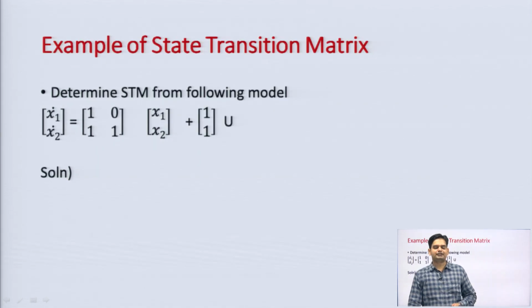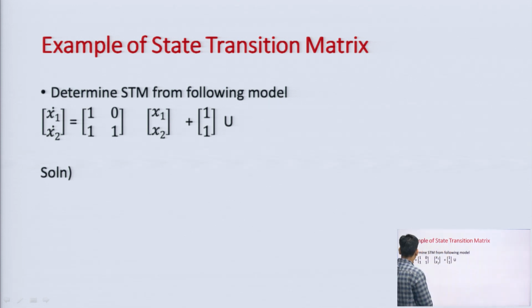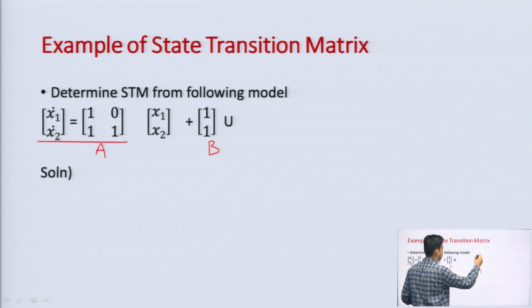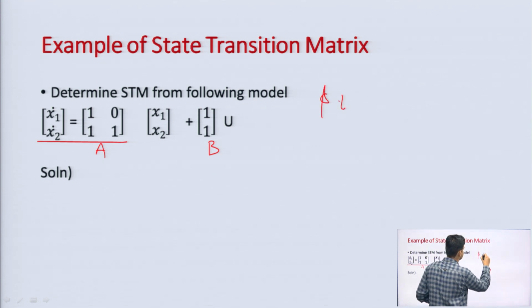So, now we will see a certain example of the state transition matrix, how we can calculate the STM from the state space model. In this example, the state space model is given. Here this is the matrix A and this is the matrix B, the input matrix, right. So, we need to obtain the STM, the state transition matrix, that is phi(t).